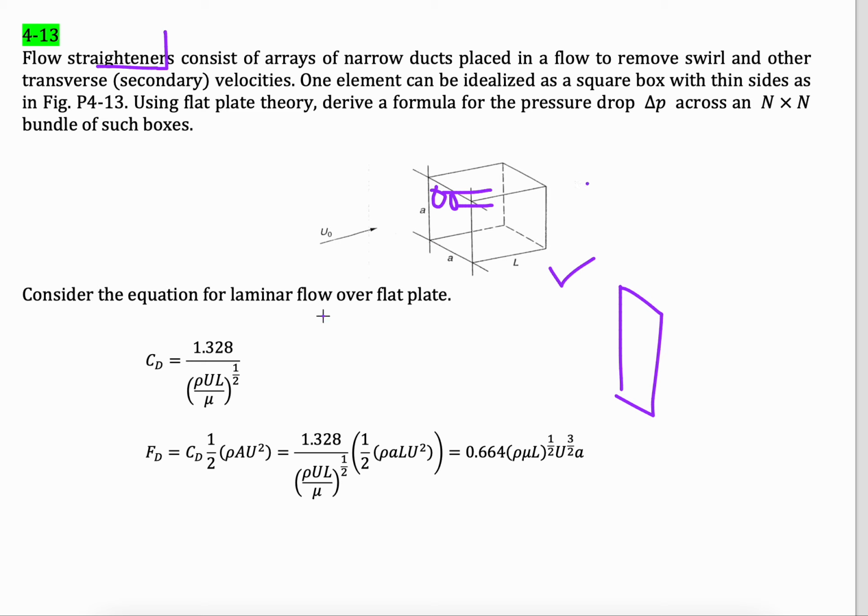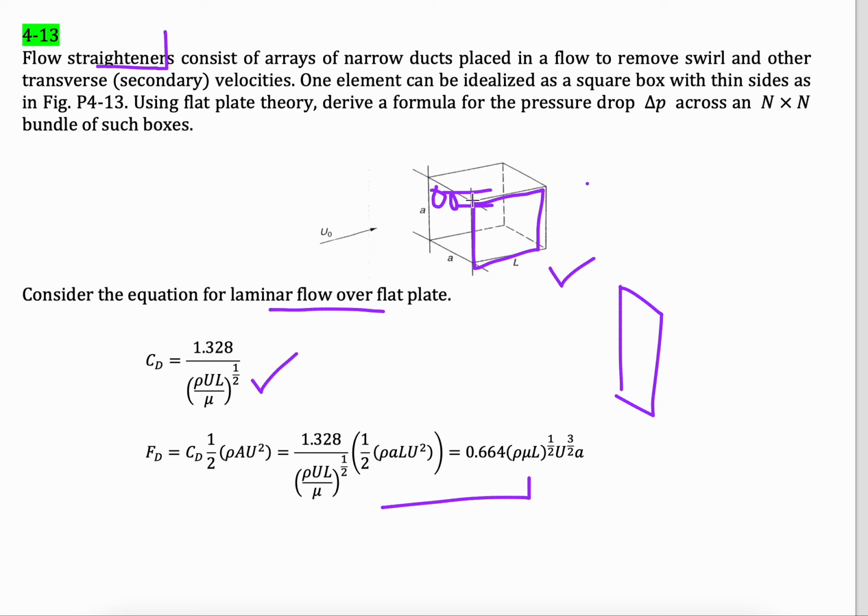Because we focus on laminar flow first, we assume that the flow inside that box is laminar. So we can calculate by using the Blasius exact solution. We get that CD is equal to 1.328 over the square root of the Reynolds number. And then we can calculate the drag force by using this one. Here we have CD times 1/2 rho A U squared, where A here is actually the area of this one.